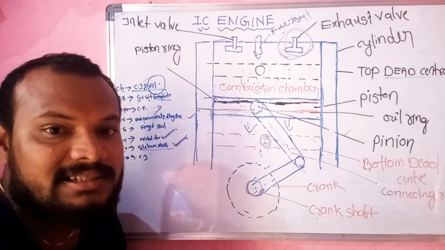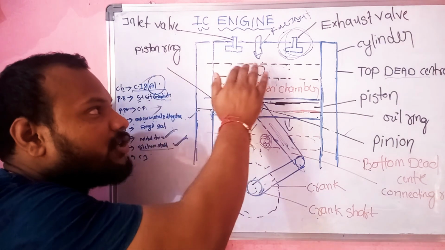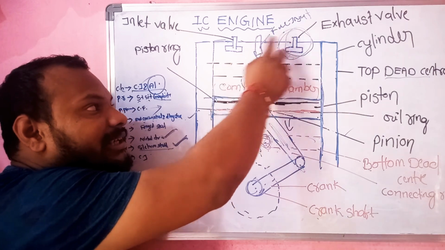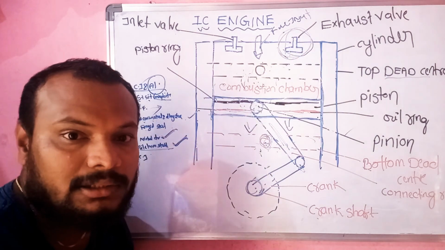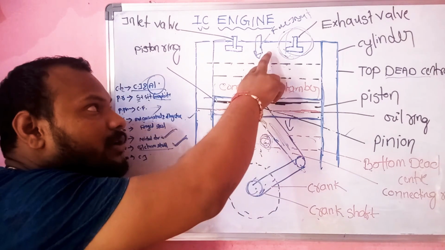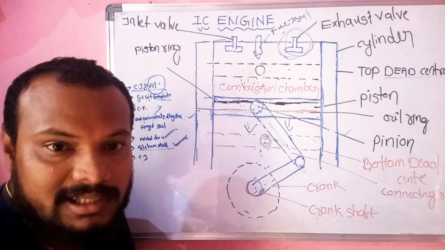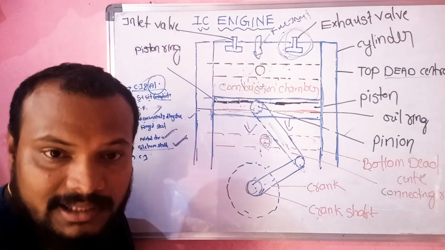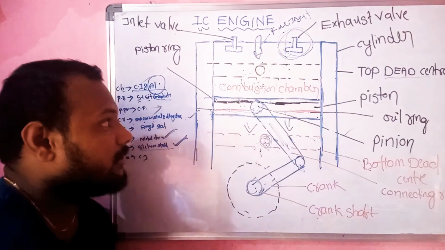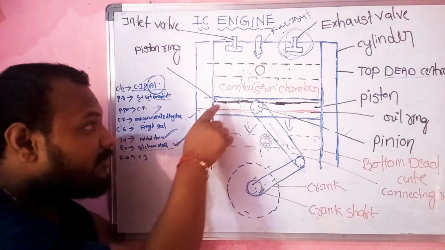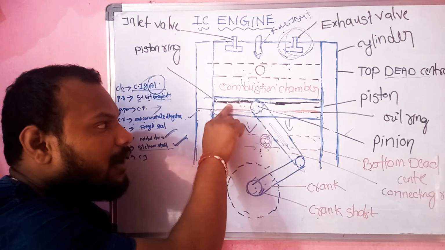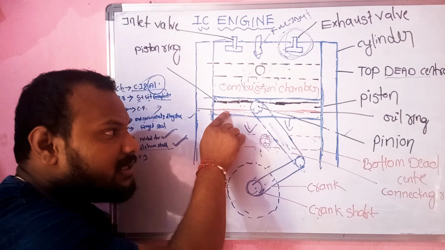The cylinder head is the top part of the cylinder. In the cylinder head, the inlet and exhaust valves are located. If it is a petrol engine, the spark plug will be there, and if it is a diesel engine, the fuel injector will be there. And here we can see the piston rings: this is the upper piston ring, and this is the lower piston ring.